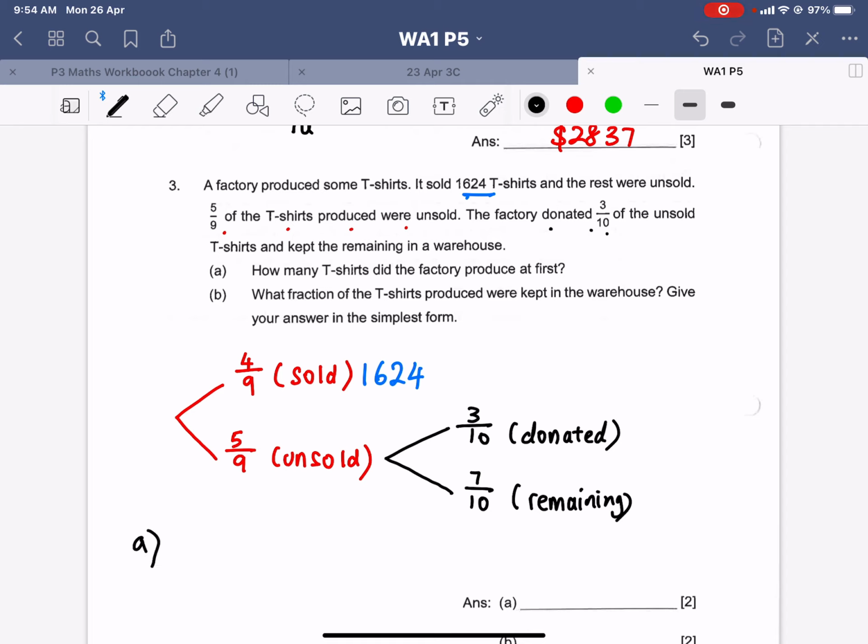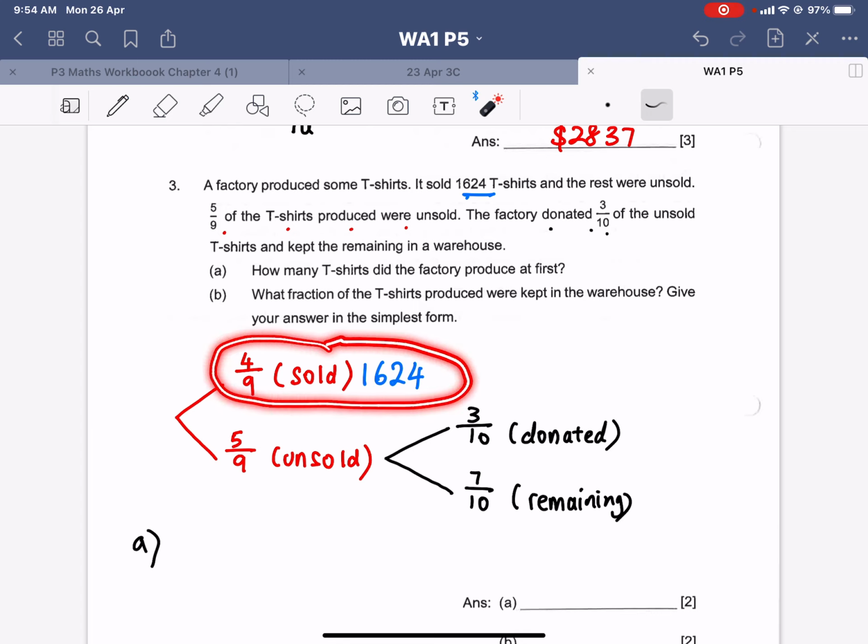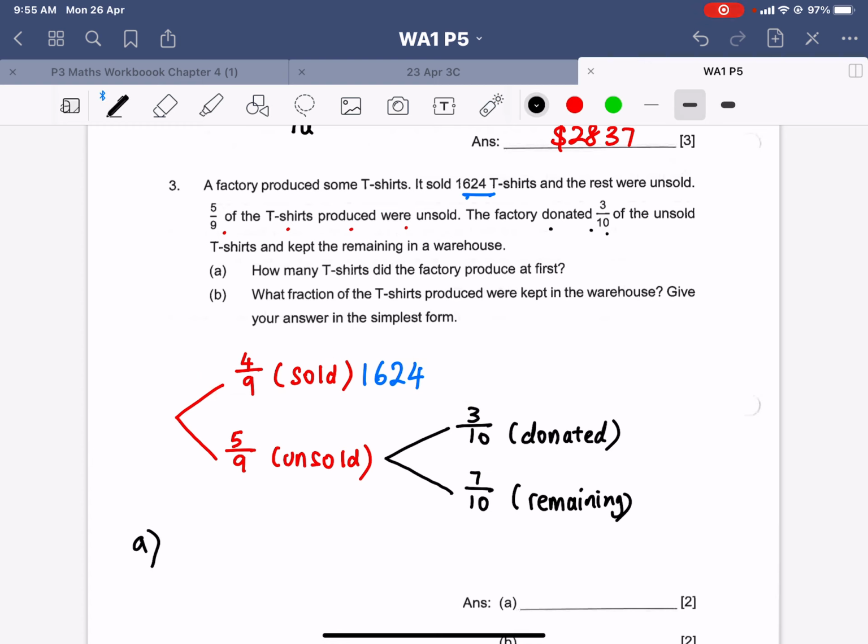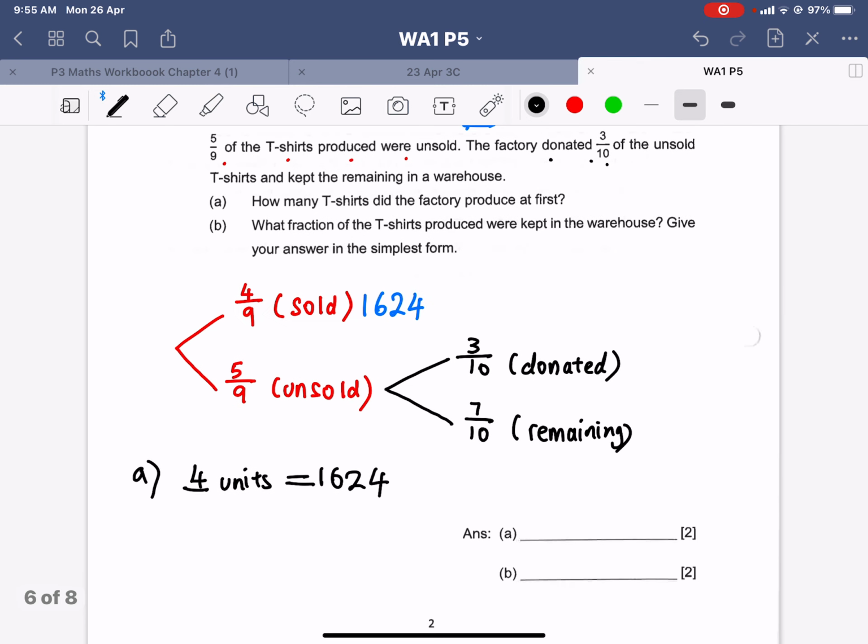Now, the only clue that we have seems to be this branch, because this is the only branch that gives us a whole number. How many shirts, right? So can you tell how many units makes up 1,624? It is a total of 4 units. Okay, can you tell why is it 4 units? Because 4/9. So 4 units is 1,624. Now 1 unit would be 1,624 divided by 4, which will give you 406.